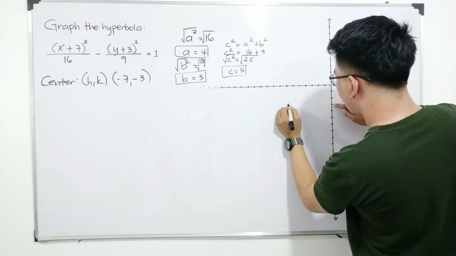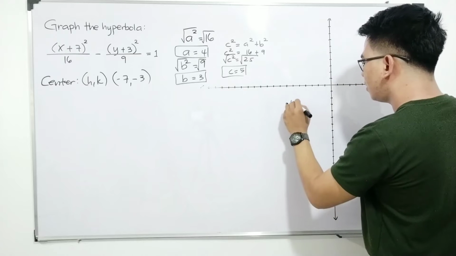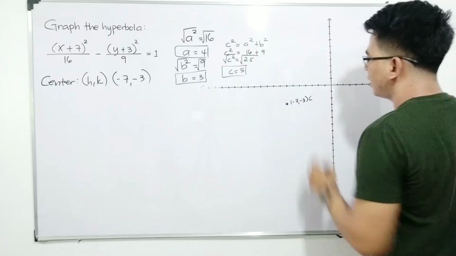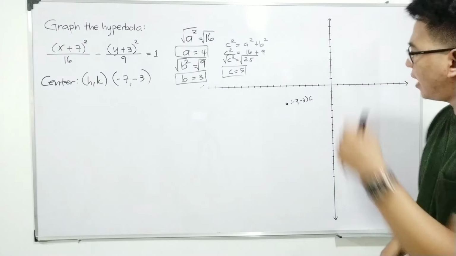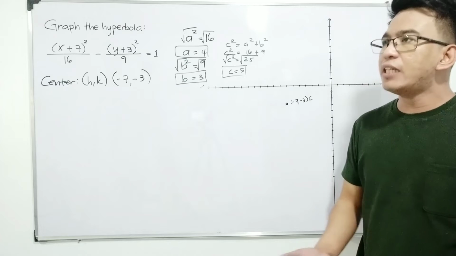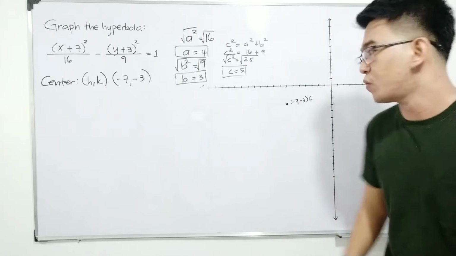Kailangan tama yung pagkakaplot, guys. This is your center. Negative 7, comma negative 3. Ito yung center mo, guys. Now, ang next step natin is to draw the auxiliary rectangle o yung rectangle natin para makagawa tayo ng asymptote.